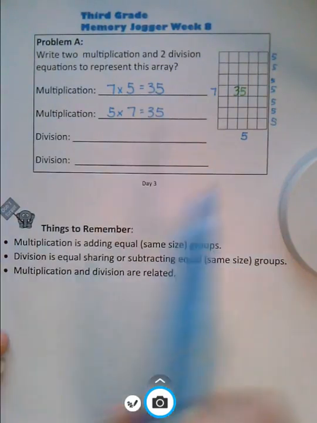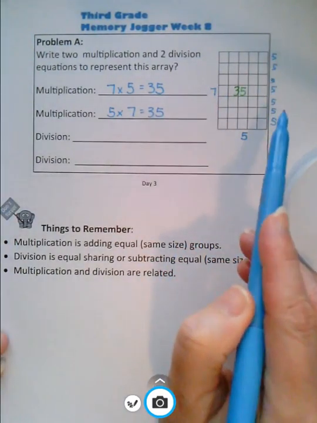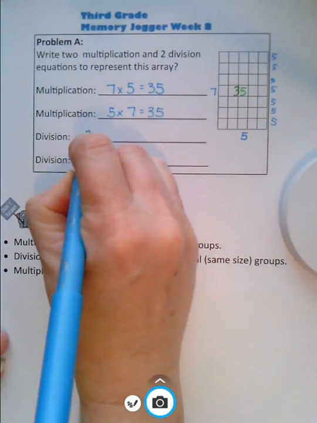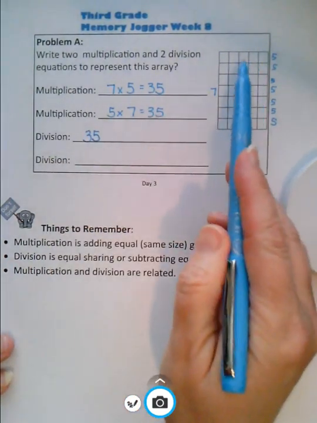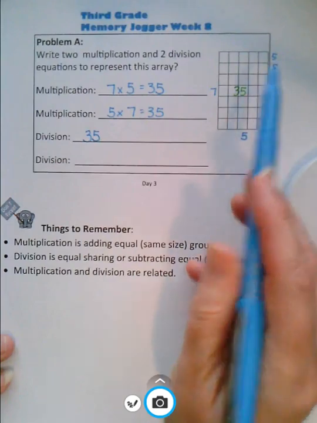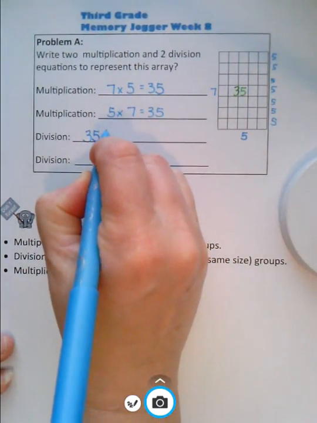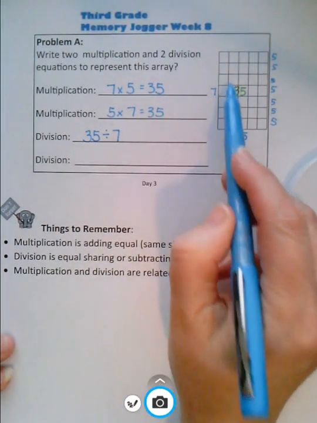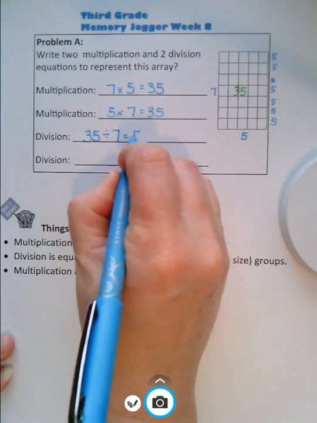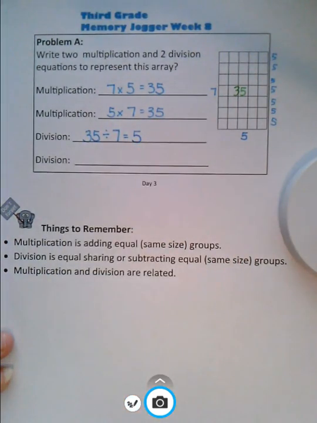Division is also related. So in this case, we're starting with 35. So we know that we have a total of 35 squares. And if we were to divide that 35 into 7 rows, this array helps us to see that each of those rows would have 5. So 35 total divided into 7 rows equals 5.